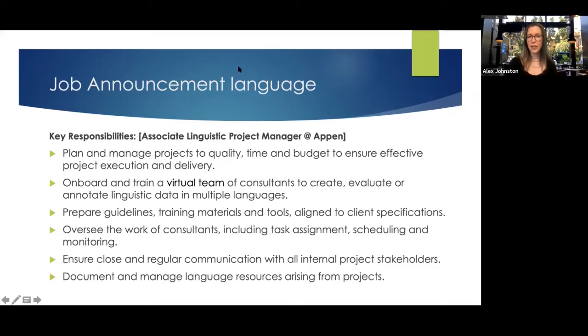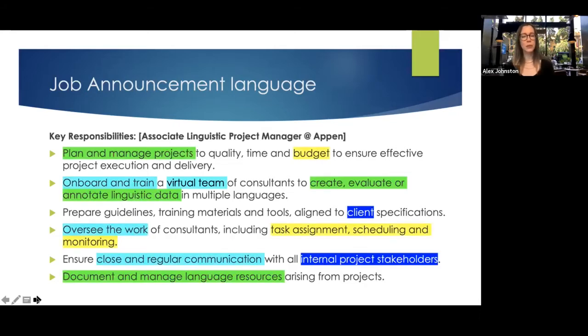All right. Yeah. But think about this in terms of how you can relate it to your own experience as a student, undergraduate or graduate student, or as a faculty member even. Planning and managing projects. Anybody who's planned a research project has planned and managed a project. If you've ever had a grant to fund that project, you have had to manage to quality, time, and absolutely to budget. If you've ever had to train undergraduates to help you with your dissertation data, and to code it, you've onboarded and trained them.